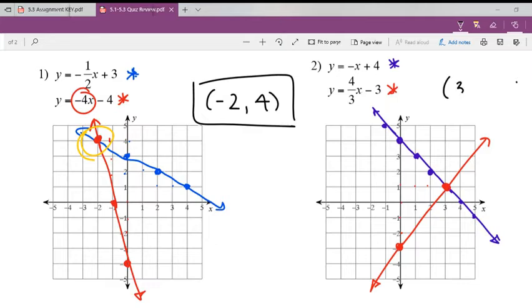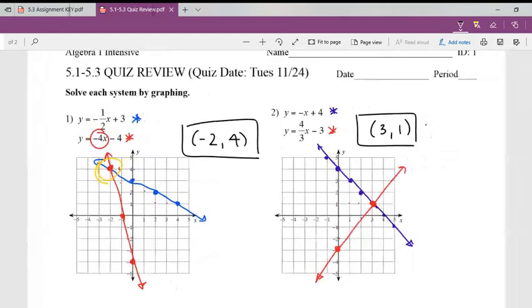Yeah, that sounds good so far. 3, comma, and then how far does it go up? 1. Yeah, so 3, comma 1. Good. All right, question for you.